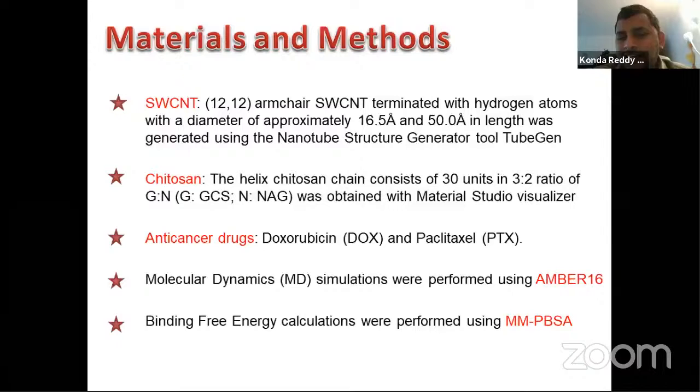tightly packed into the hollow tube of this carbon nanotube. So that's what we found, that 16.5 angstroms is a good size to fit both these molecules, DOX and paclitaxel, in the hollow structure of the carbon nanotubes.